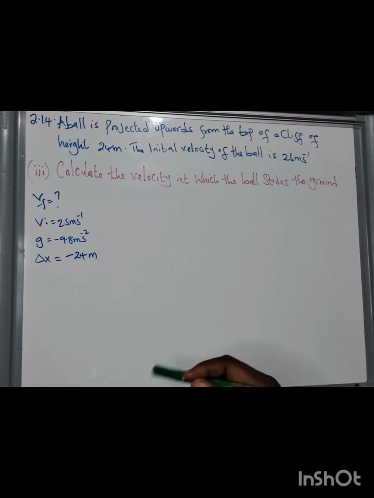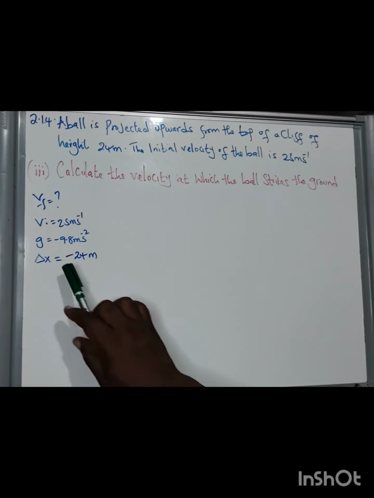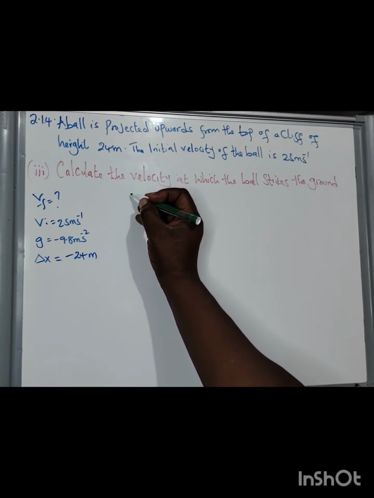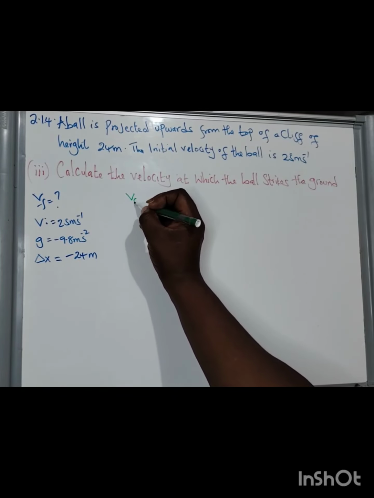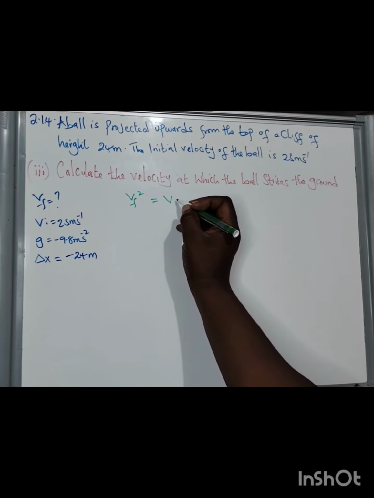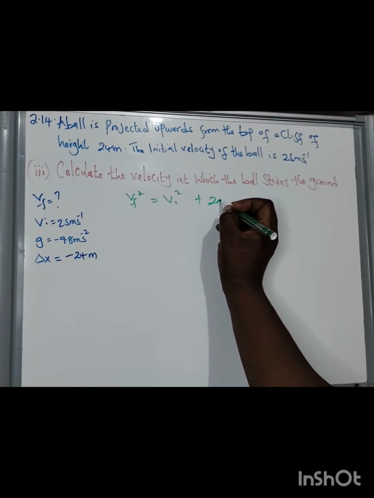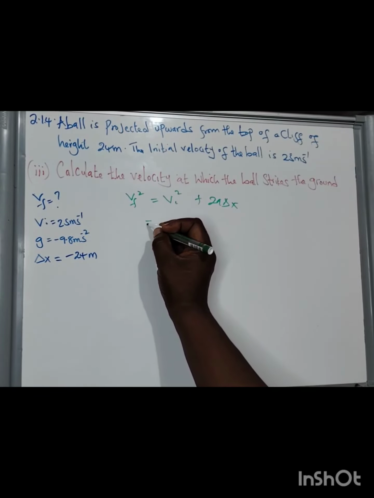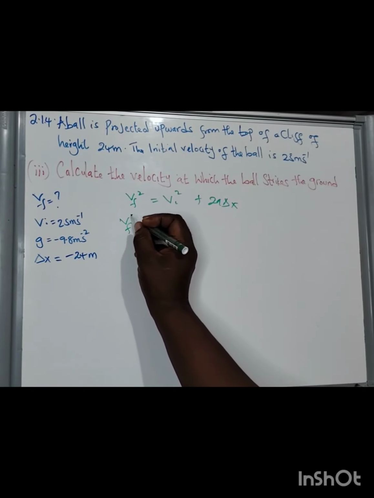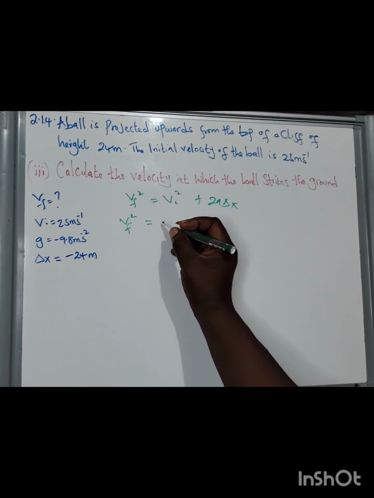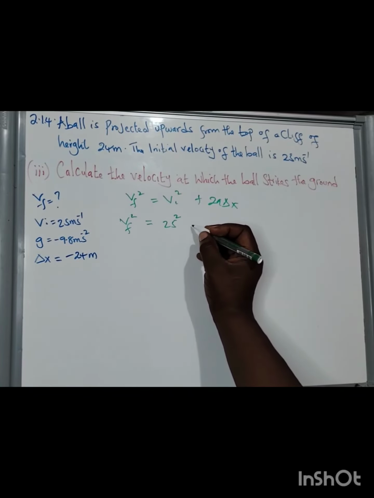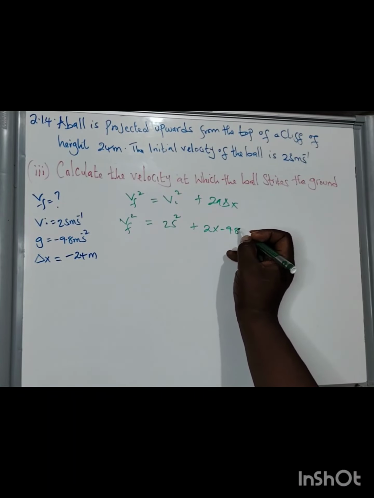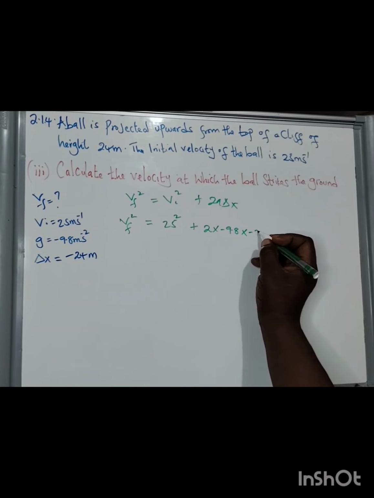Now with this information, what is the next step? The next step is to have the right equation. And the right equation for this one is going to be Vf squared is equal to Vi squared plus 2a delta x. Vf is wanted. So it's going to be Vf squared is equal to 25 squared plus 2 times negative 9.8 times negative 24.